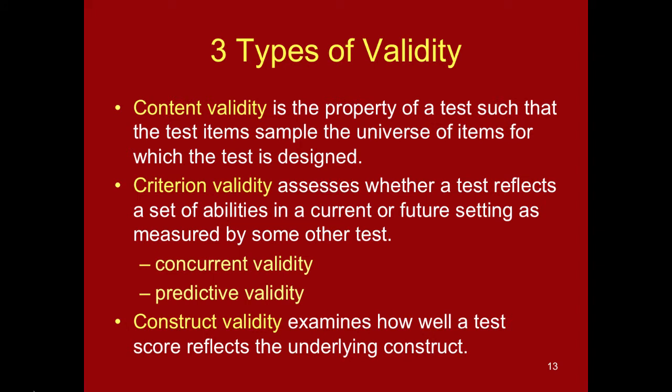Lastly, construct validity examines how well a test score reflects the underlying construct. A construct is a group of underlying variables. For example, if you were to measure a person's motivation, you might choose variables such as self-efficacy, goal orientation, values, personal interest, or attributions. Because these concepts are not easily defined, this type of validity is particularly difficult to determine.